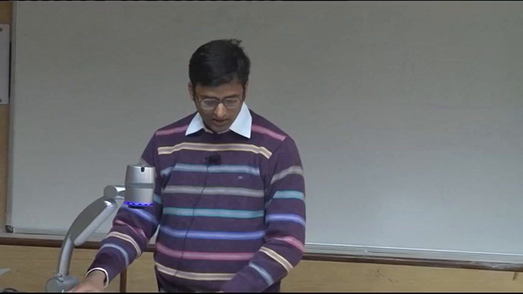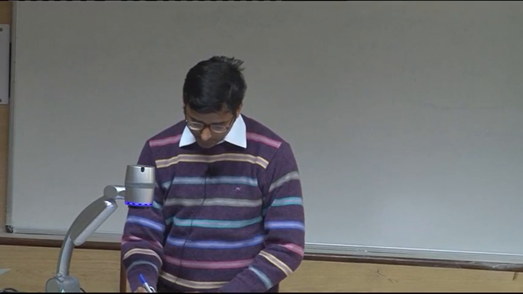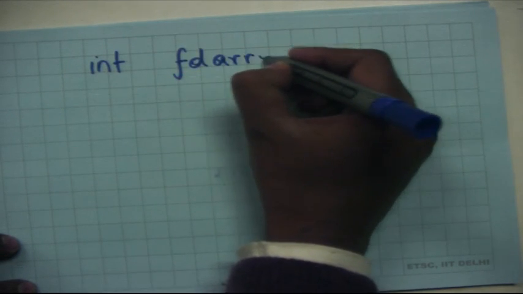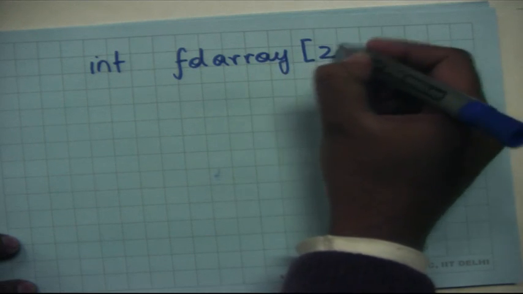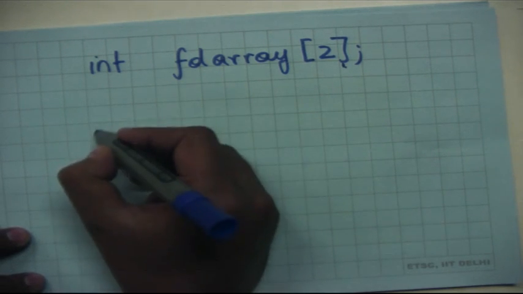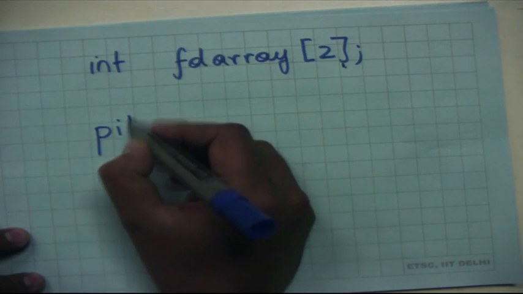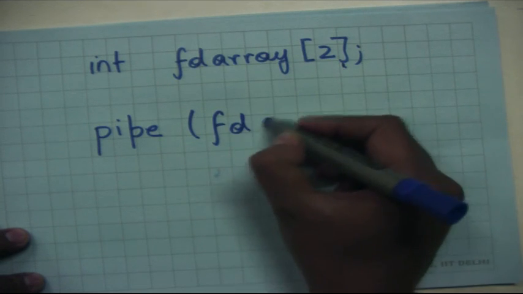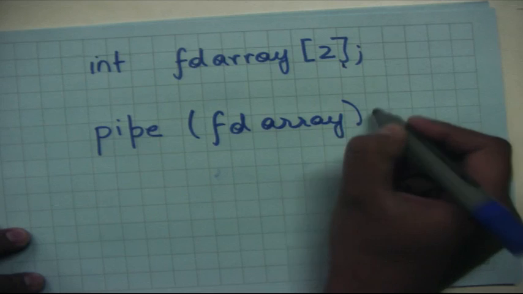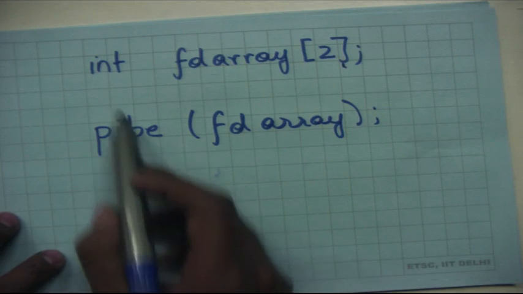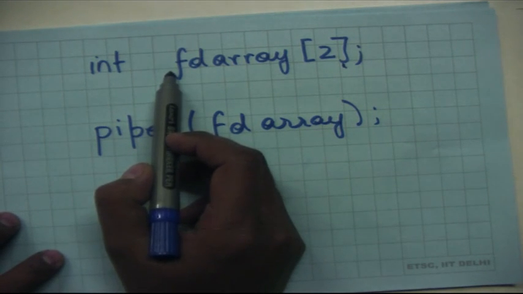A pipe is a one-way communication channel. Right. So here's an example. Let's say I create an array, which is my FD array of size 2. So there are 2 FDs in this array, and I call pipe on FD array. So this is the syntax of pipe. I'm supposed to call the pipe system call on an array of integers of size 2.